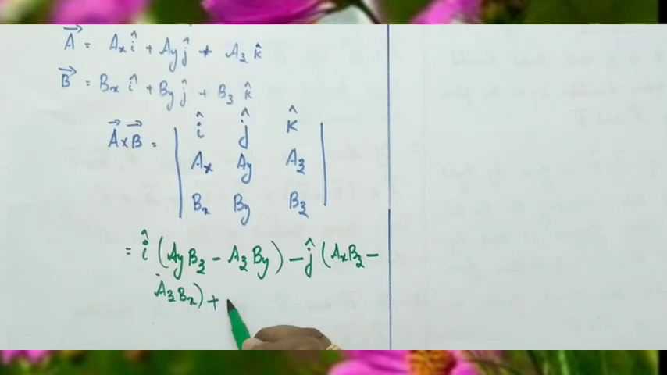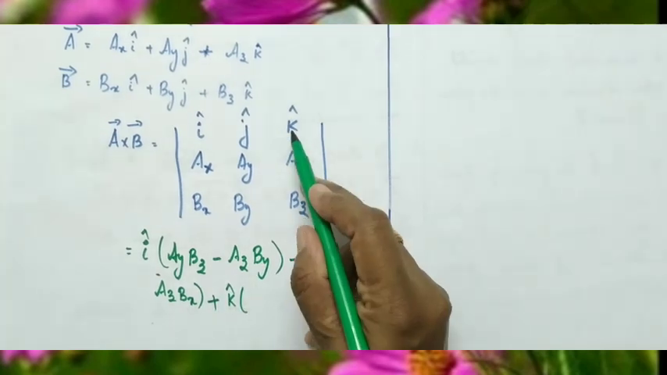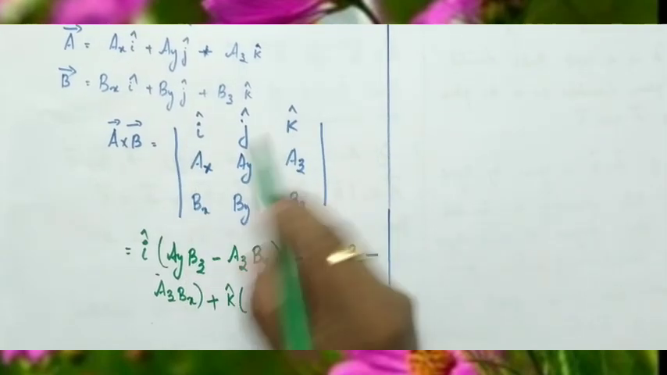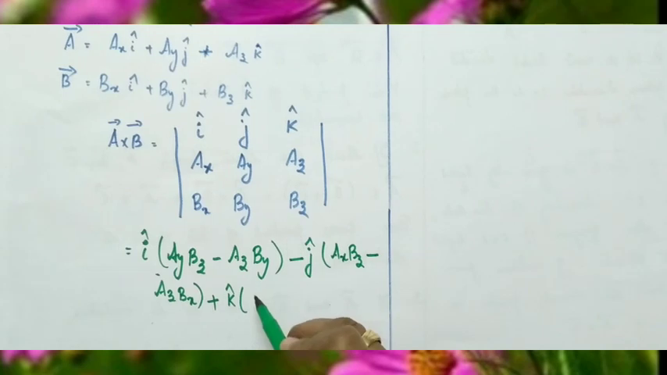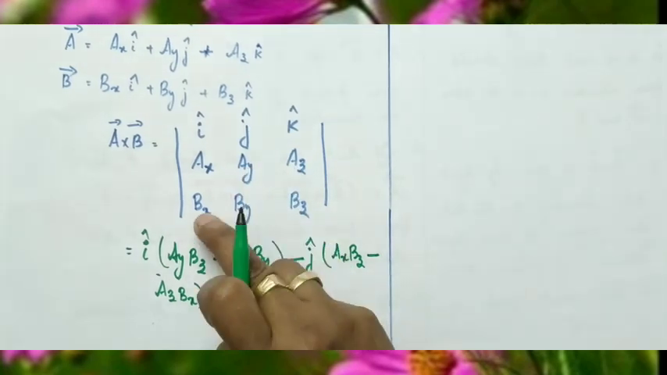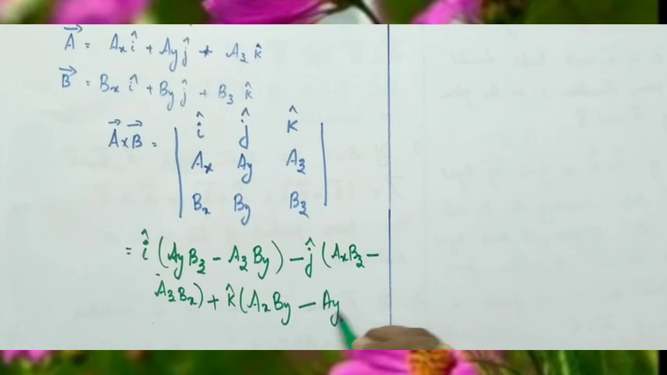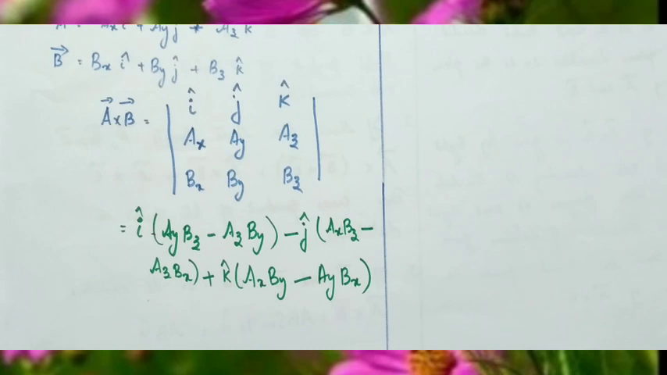Then the third one is plus k cap into, again leave the row and the column, again you have to multiply towards the right first. Ax By minus Ay Bx. Clear? So this is the method of finding the cross product of two vectors in resolved form.